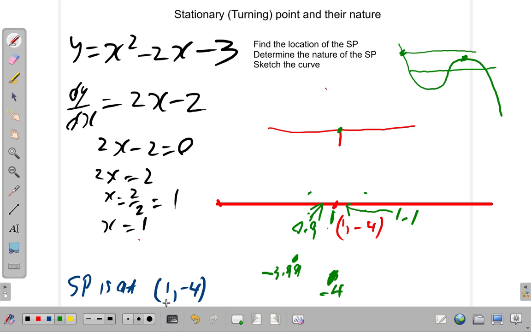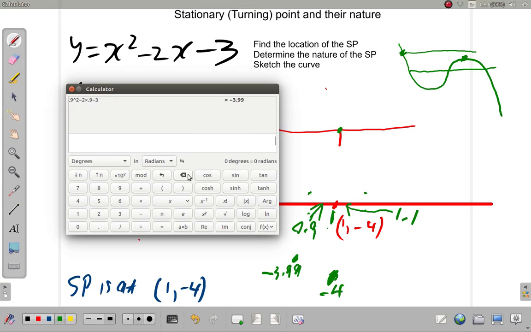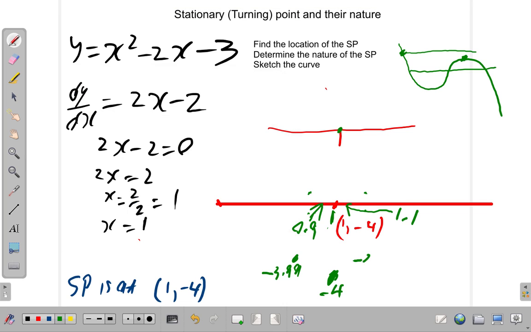What happened to the right at 1.1? What do we get? Let's clear our calculator. 1.1 squared minus 2 times 1.1, substituting based on the equation up here, minus 3 equals negative 3.99. So at 1.1 we have negative 3.99, which is still higher.